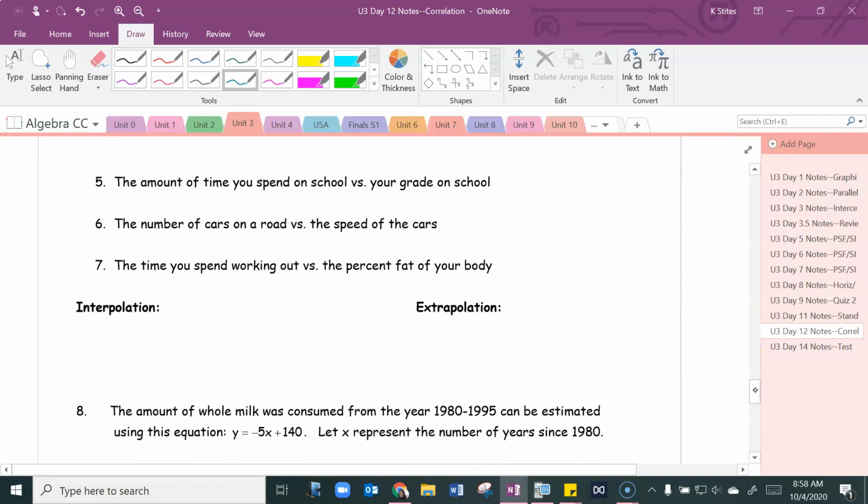Okay, the amount of time you spend on school versus your grade on school. Again, there are always outliers, people that don't kind of follow this trend, but in general, the more time you spend on your work, the higher your grade will be. So this would be what we call positive correlation, because again, our arrows are going the same direction.